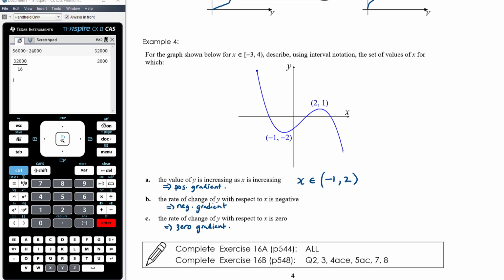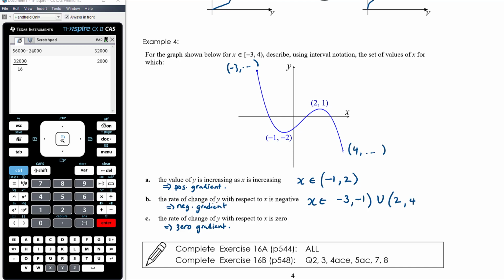Okay. Find where the rate of change of y with respect to x is negative. So we have negative gradient when x is, so remember we know that this is 4 something and we know this is -3 something. So I'm just going to pause for a minute. I'll come back and talk about this. So -3 to -1, definitely not at -1, union from 2 to 4.